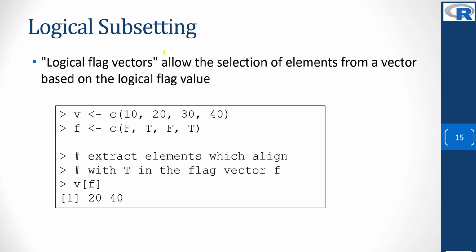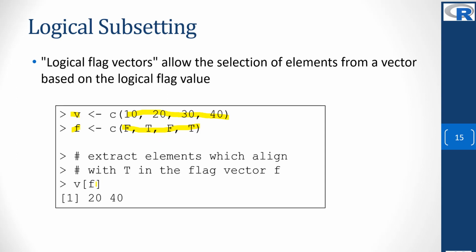Logical subsetting in R is a very powerful feature where we can use the logical values to determine which elements to select from a parallel vector. We've got a vector V with the values 10, 20, 30, and 40. And then our logical vector, F, false, true, false, true. And so we can use this logical value vector as a mask to determine which elements to select. It's going to select anything that's true.